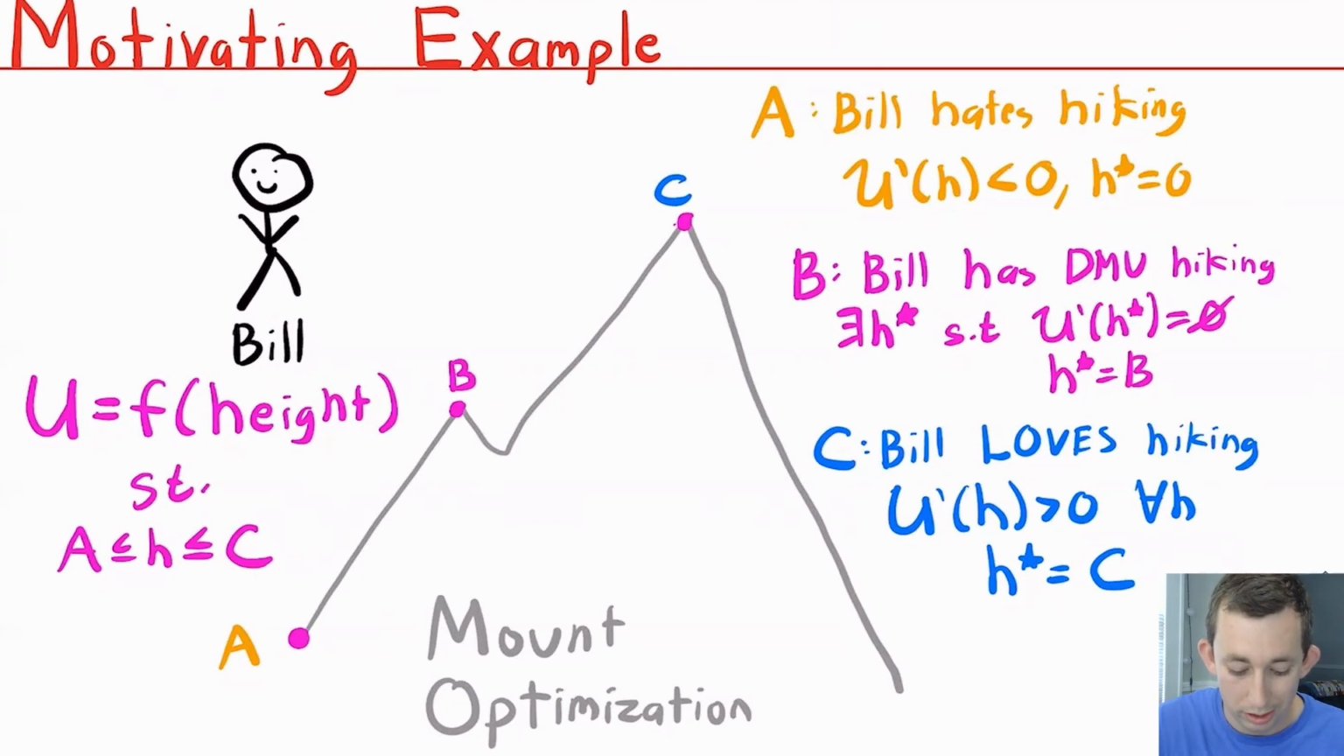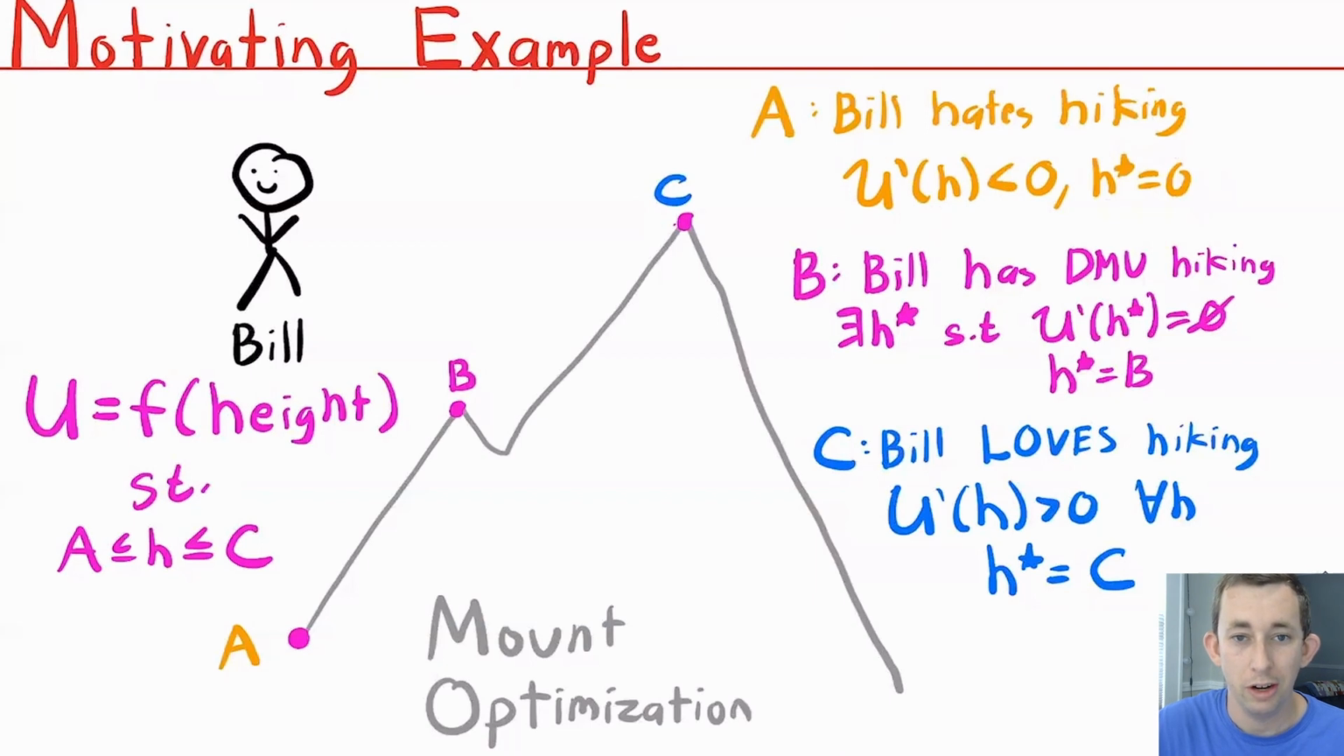So in what world does Bill choose A? Well, Bill chooses A if Bill really doesn't like hiking. Then Bill would prefer not to hike at all. Maybe he would prefer even to be underground, but that's not an option. Given the constraint that he has to stay at or above 0 feet above sea level, we would say that for all heights, his marginal utility is negative. He gets grumpier the more he hikes, therefore his optimal point is 0.